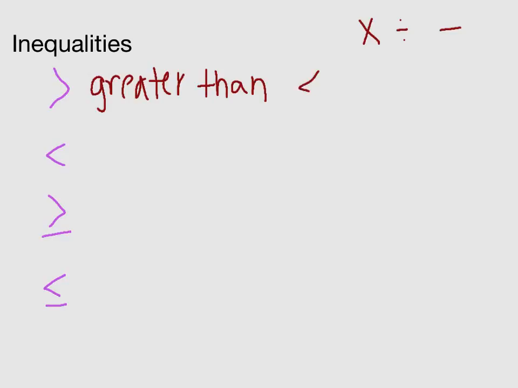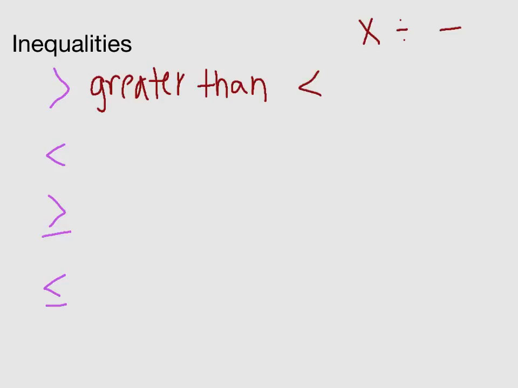We're going to look at inequalities. Let's go ahead and review real quick. In purple, that first sign is called a greater than. Remember, if we multiply or divide by a negative number, we need to flip my sign. So my greater than sign would then become a less than sign.